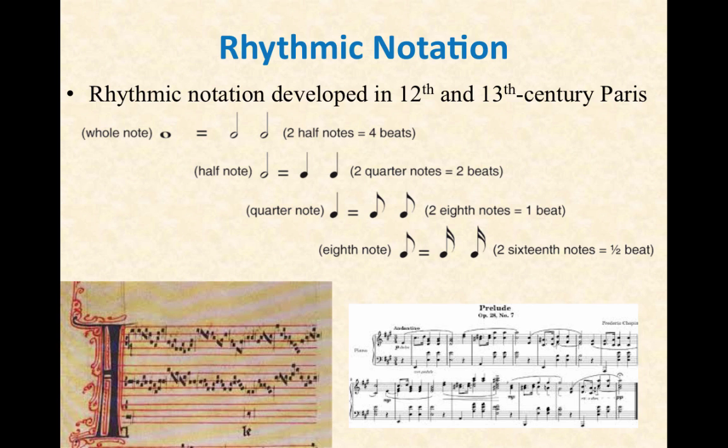Rhythmic notation developed around the 12th or 13th century in Paris, and the whole note is very simple. It looks kind of like an egg, an oval. We take a half note and put a dot after it, and it increases it by 1/2. There's a lot of math in music rhythm. In 4/4 time, a whole note is going for 4 beats.